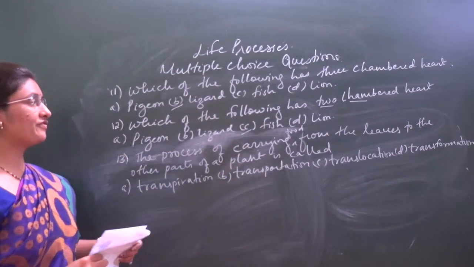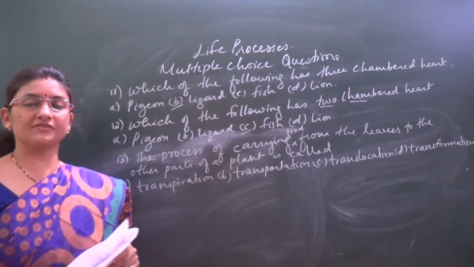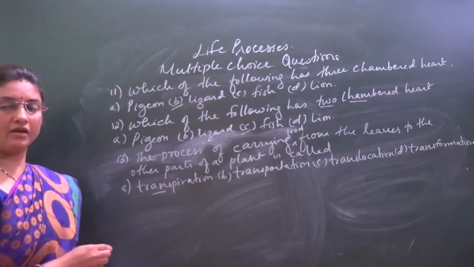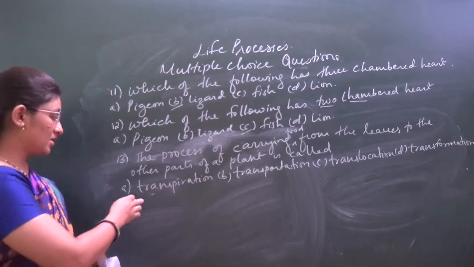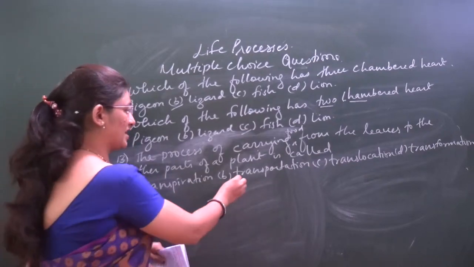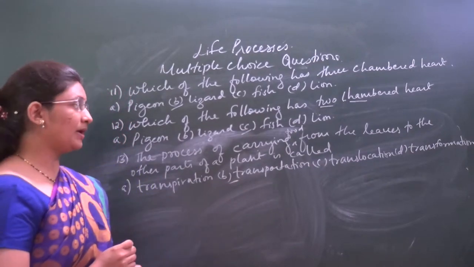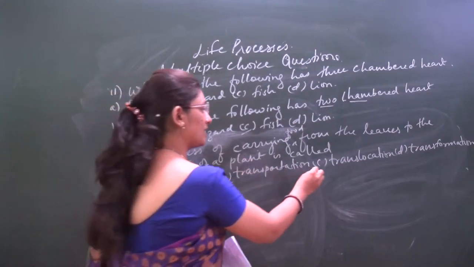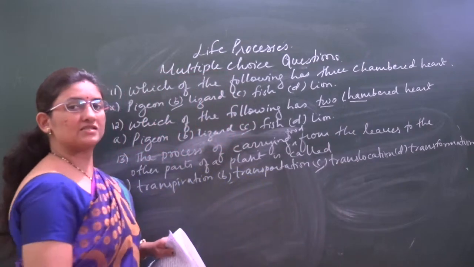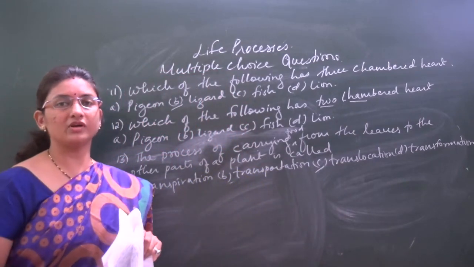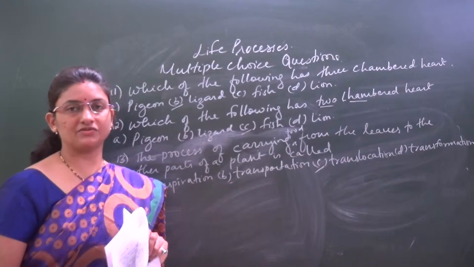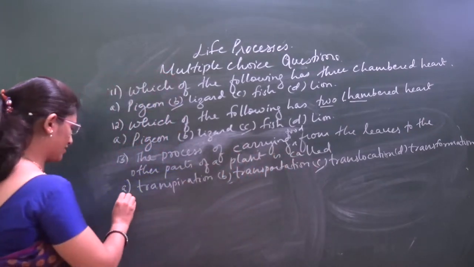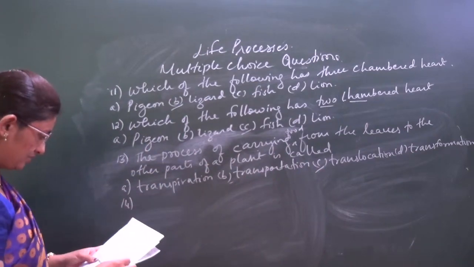So, the process of carrying the food from the leaves to the different parts of the plant body, what is it called? Is it called transpiration? Not at all. Transpiration is the loss of water, excess loss of water. Transportation, of course it is transportation, but it is not the term related to this. So it is translocation. Translocation is the movement of soluble food material from the leaves to the different parts of the plant body. So translocation is the answer for the question. The next question.